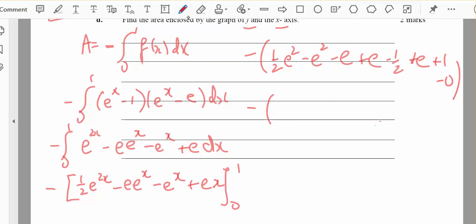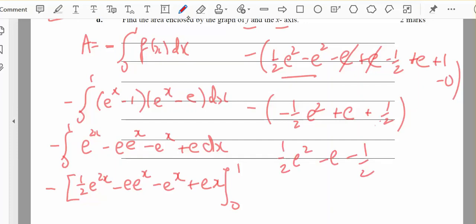So it's going to give me negative. This gives me negative a half e squared. This and this gives me plus e, and then 1 minus a half gives plus a half, which gives me a half e squared minus a half is going to be my answer.